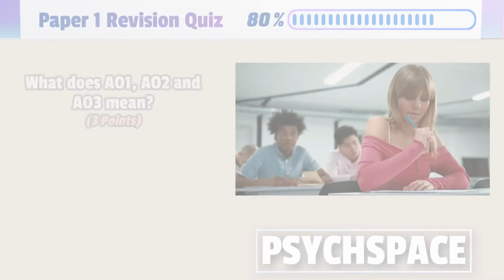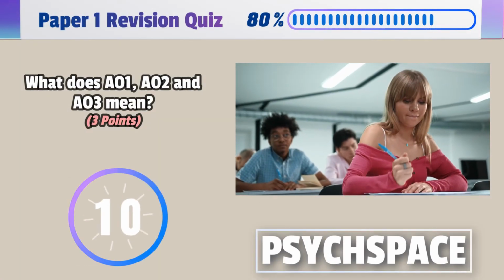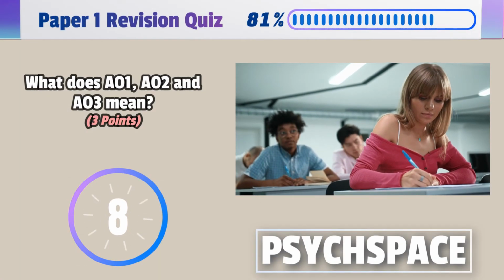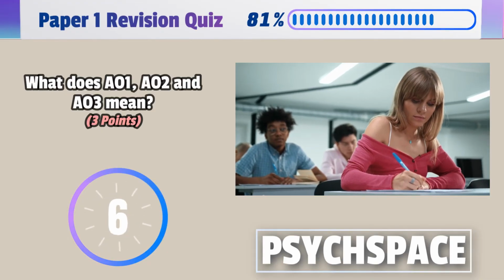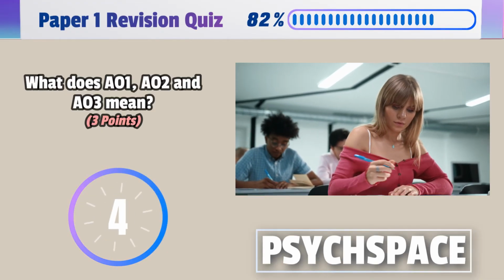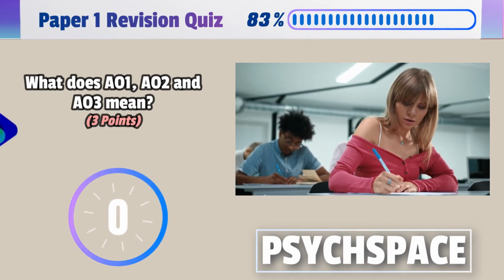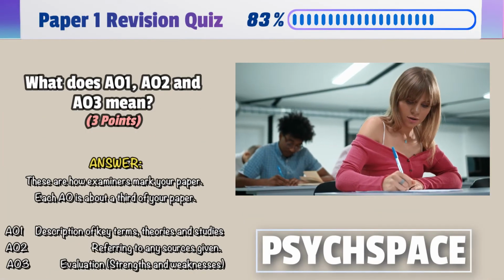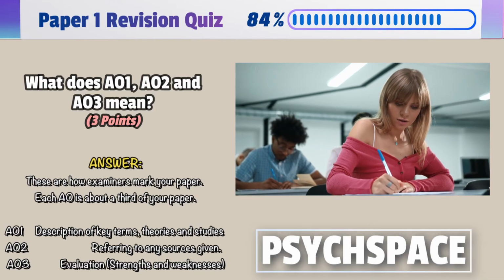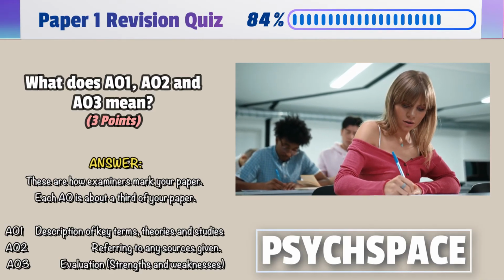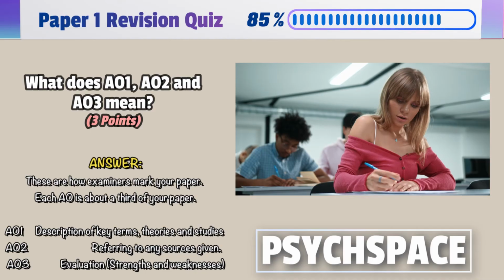What does AO1, AO2 and AO3 mean? So for this one, we were after how the examiners mark your paper. AO1 is description, AO2 is whenever you have to refer to a source, AO3 is evaluation, also known as strengths and weaknesses.